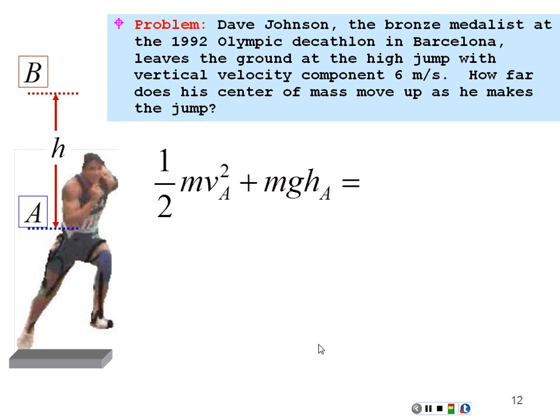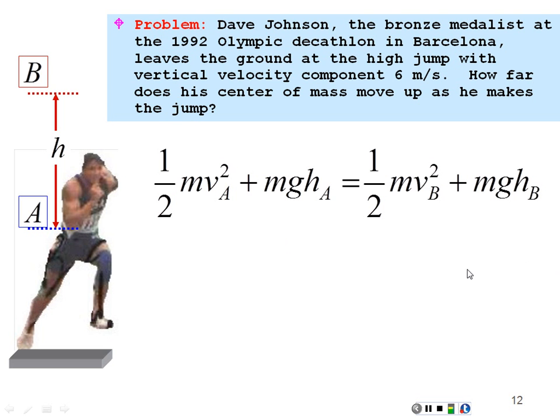Well, the energy at A is 1/2 mass times velocity at A squared plus mgh, height at A. That's his total energy at A, kinetic plus potential. And at B, we have kinetic plus potential as well. So we set up our equation. These energies should be constant. There's no dissipated forces along the way.